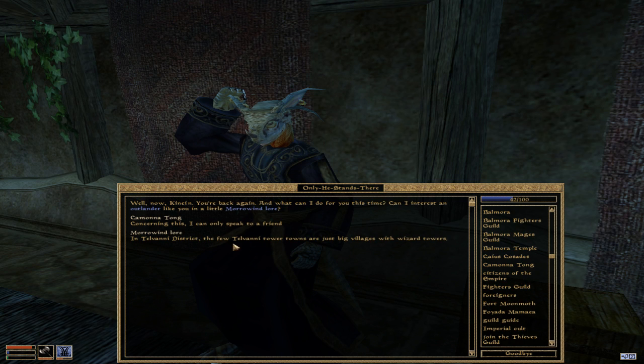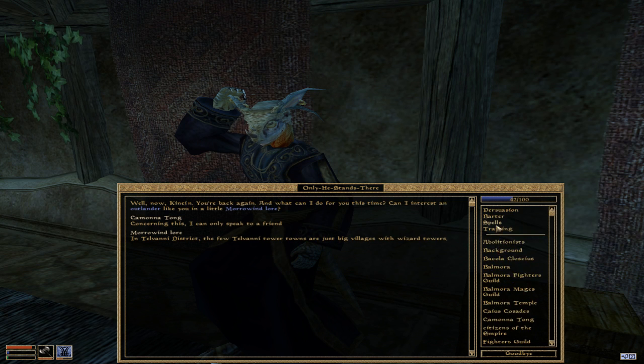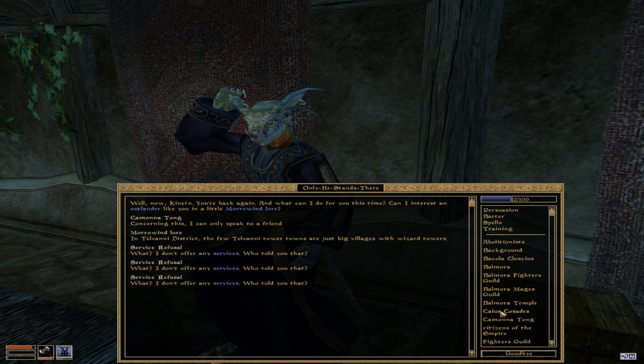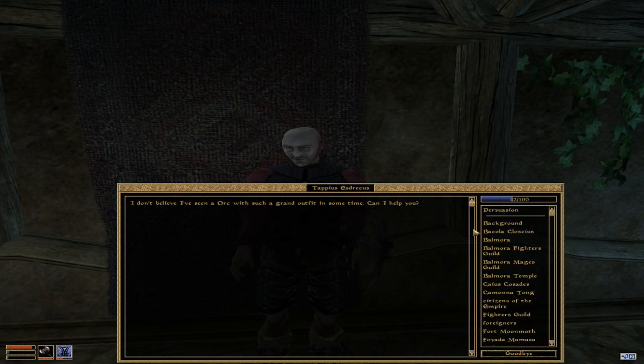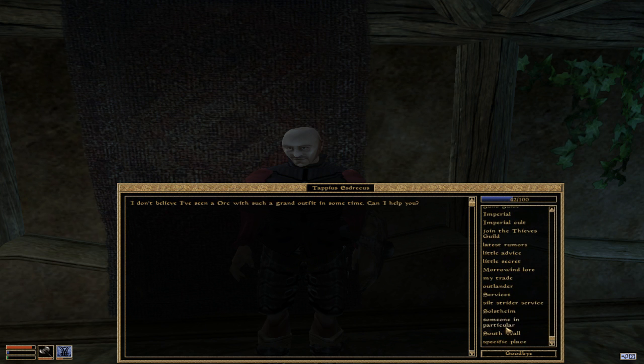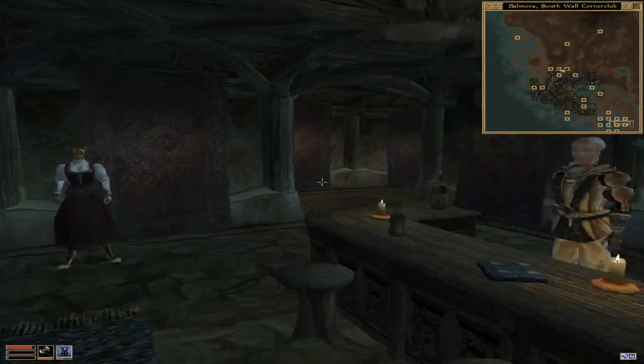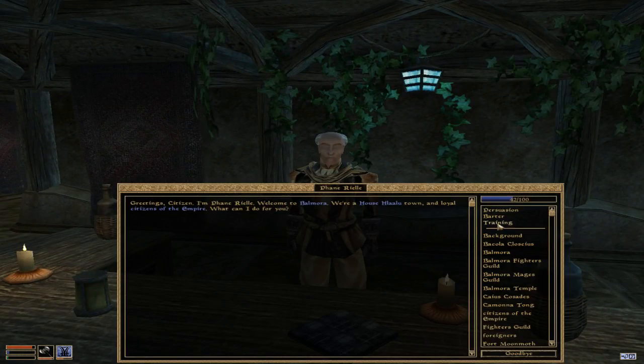In Telvanni district, the Telvanni tower towns are just big villages with wizard towers. Okay, good to know. Okay, service refusal. Then goodbye. Let's talk to this one. Verbal assault, pickpocketing, and trespassing are minor crimes punished by fines. What's this about? Hard labor.